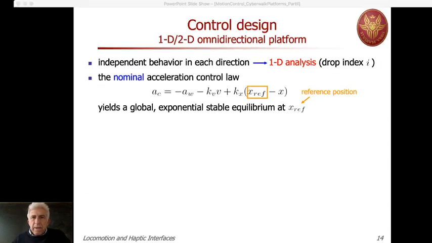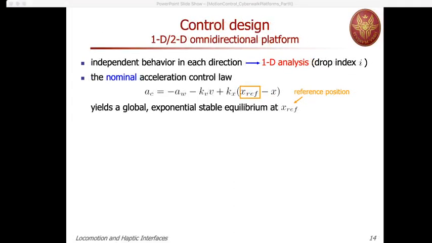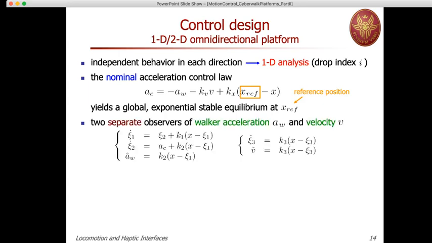However, this is not implementable as such because we don't know AW, and we cannot measure the total velocity V of the user, so the sum of the velocity induced by the commanded acceleration of the platform and the one induced by the intentional acceleration of the walk. So we need to design some observers.